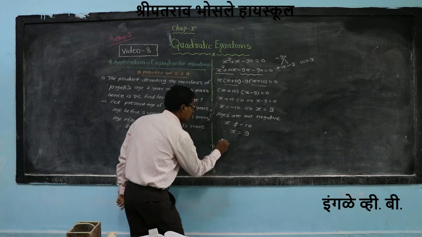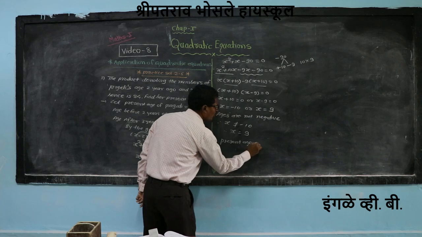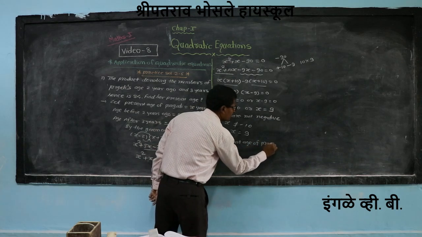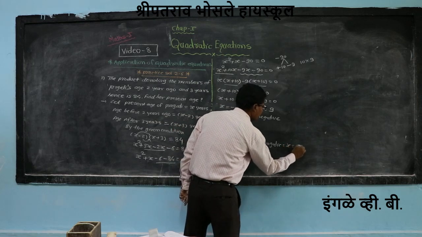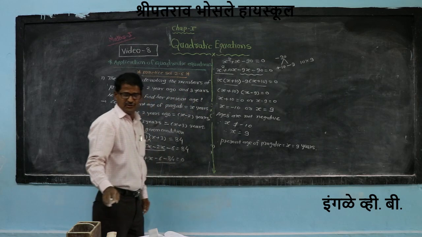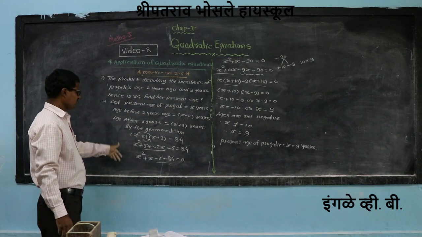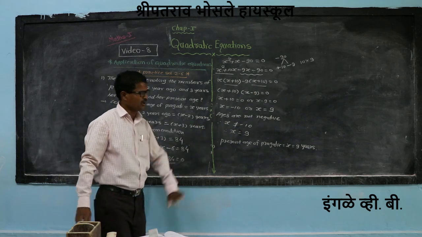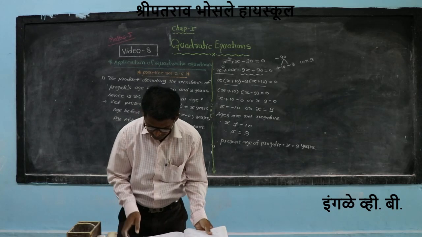Therefore the present age of Pragati is equal to x, which is 9 years. In this way, we can convert the given word problem into an equation and find the value of x. Next example.